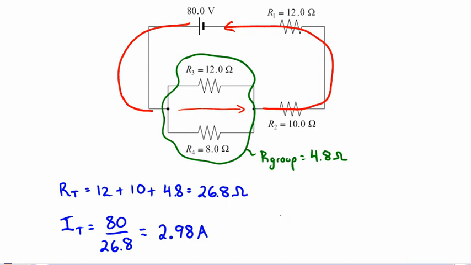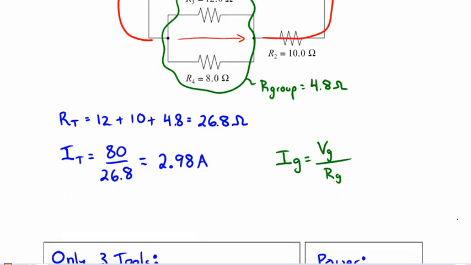So I'm just going to go with Ohm's law and say that in that group, the current in the group is equal to the voltage that we drop across the group divided by the resistance of the group. And I know a couple of things here. I know I've got overall 2.98 amps, and I know that that voltage is what I really want to find, and the resistance of the group is 4.8 ohms. And when I tried that out, I found that the voltage on that group is 14.3. Both of those resistors will receive that exact same voltage, 14.3 volts.